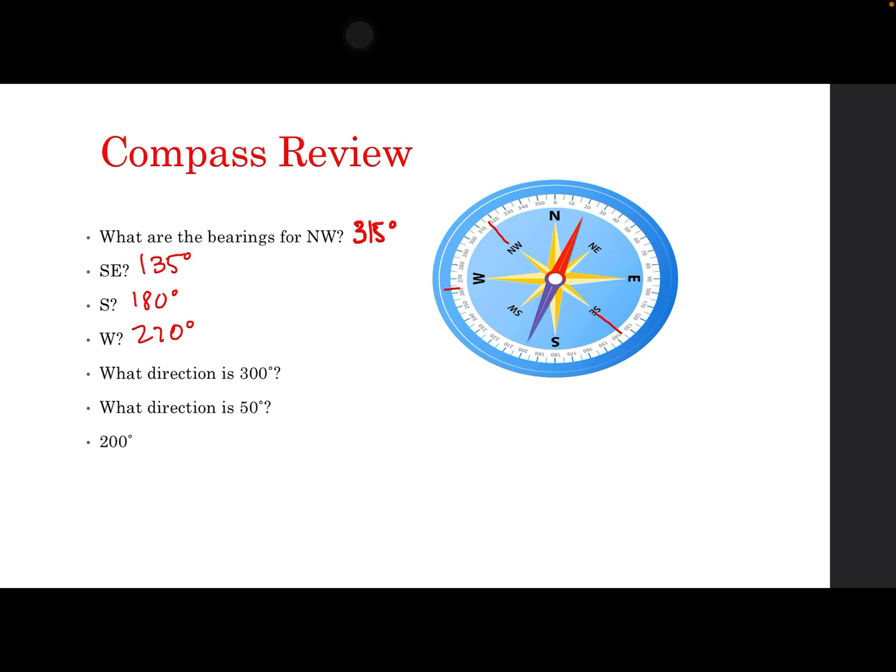Okay, now then we look at the bearings, we could read our directions. How about 300? So 300 is right here. So it's between west and northwest. So we'd say it's west, northwest. 50 degrees is right here. So it's between northeast and east. So we'd say east, northeast. And 200 degrees is right here. So we'd say it's south, southwest.